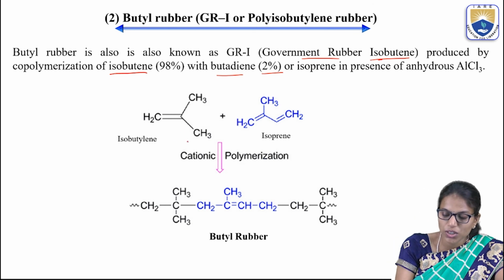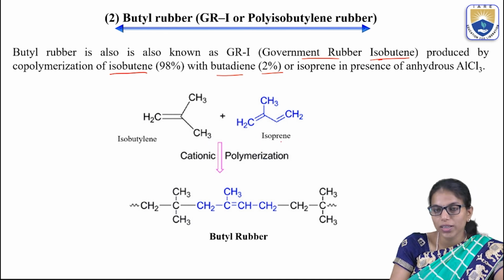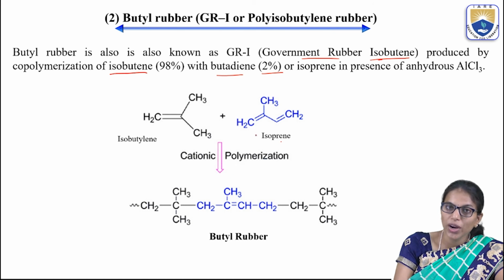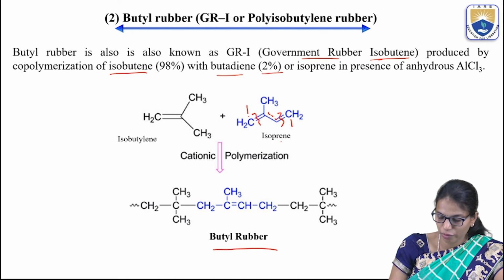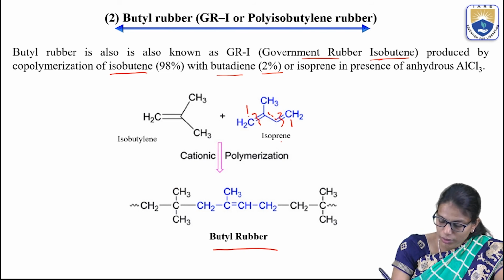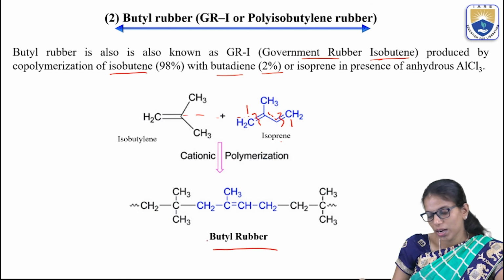If we look at this picture, this is isobutylene and this is isoprene, in the presence of cationic polymerization. By the process of polymerization, butyl rubber will form. If we look at this, here again one carbon is there which we can bind, and here a double bond will form. And this again will attack, means bind with this, and like this butyl rubber will form.